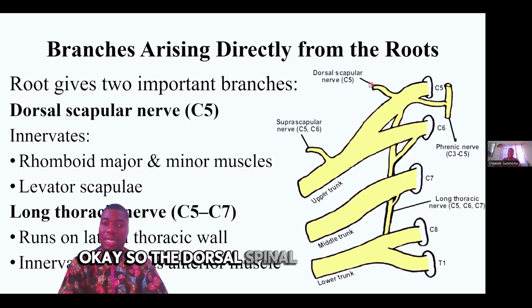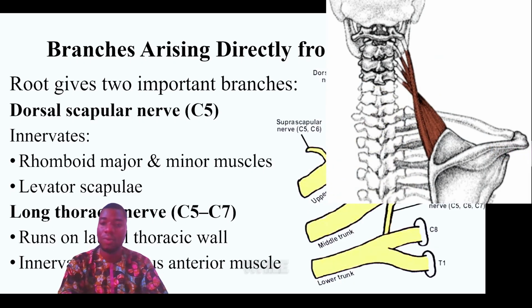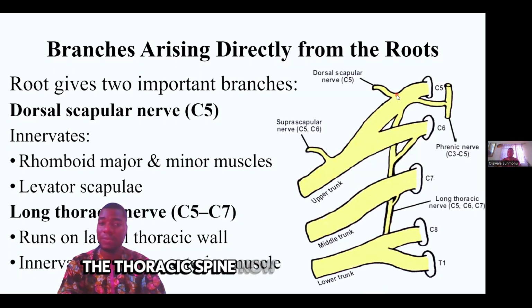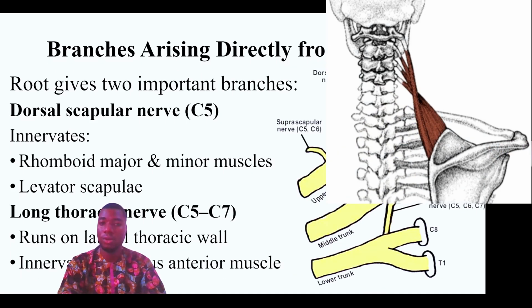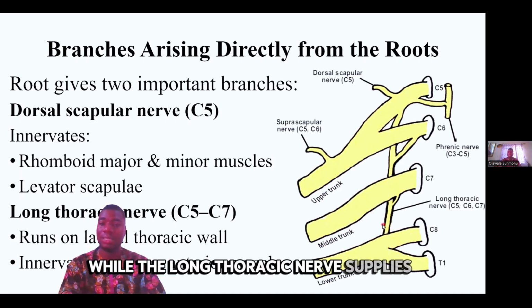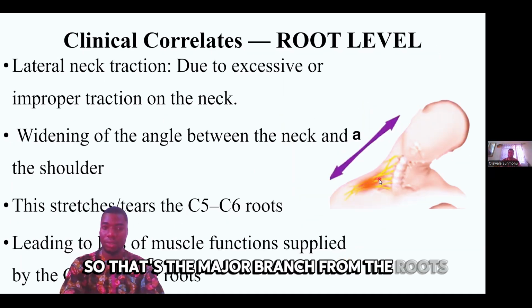Okay, so the dorsal scapular nerve supplies the rhomboid major and minor muscles and the levator scapulae muscle, while the long thoracic nerve supplies the serratus anterior muscle. Dorsal scapular nerve supplies the levator scapulae muscle, rhomboid major muscle, and rhomboid minor muscle, while the long thoracic nerve supplies the serratus anterior muscle. So that's the major branch from the roots.